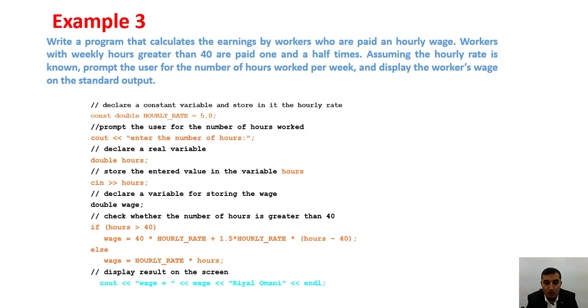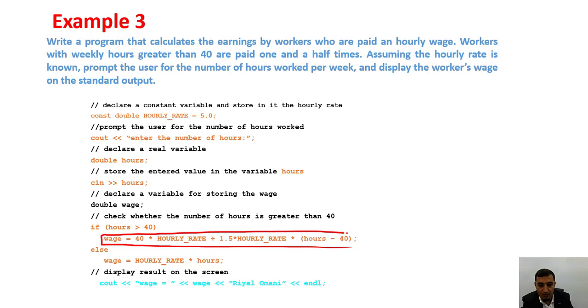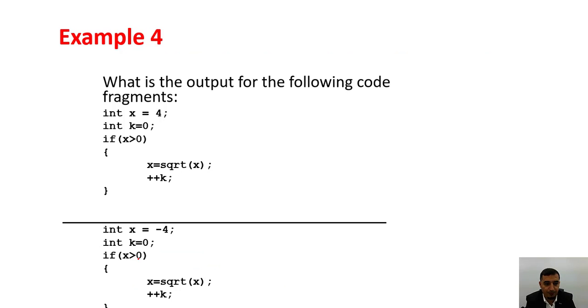Here is another program where we ask the program to calculate the earnings of workers who are paid an hourly wage. If the worker works more than 40 hours per week, then he will get paid 1.5 times for each extra hour. So we do the calculations and find the wage we are going to pay him if he works above 40 hours. Below 40 hours is the normal hourly rate. Above 40 hours, he gets paid 1.5 times, as we are going to see.